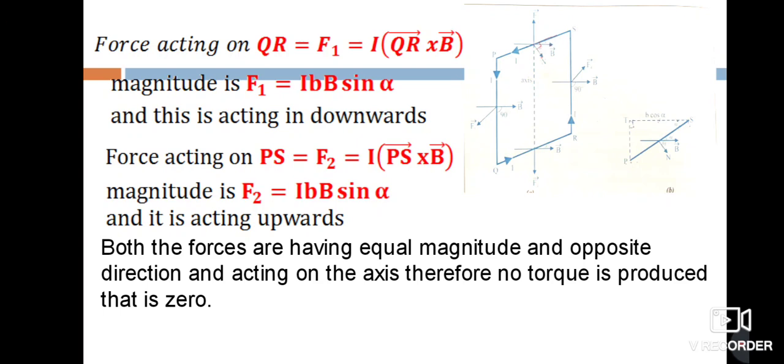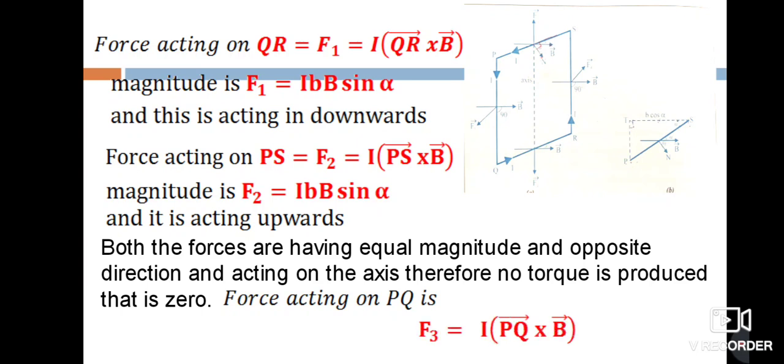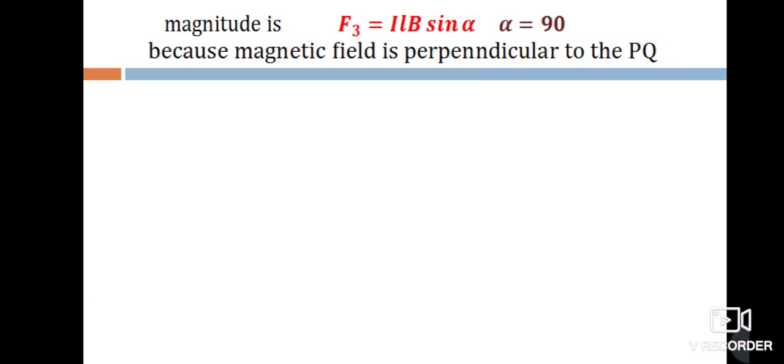Only the left out terms are PQ as well as RS. Now, the force acting on PQ will be given by F3. So F3 is equal to I (PQ cross B), as we have taken. Therefore, the magnitude of the force F3 is equal to ILB sine alpha. Here alpha is equal to 90 degrees because it is perpendicular to the magnetic field. Therefore, F3 is equal to ILB sine 90, which is ILB because sine 90 is 1.